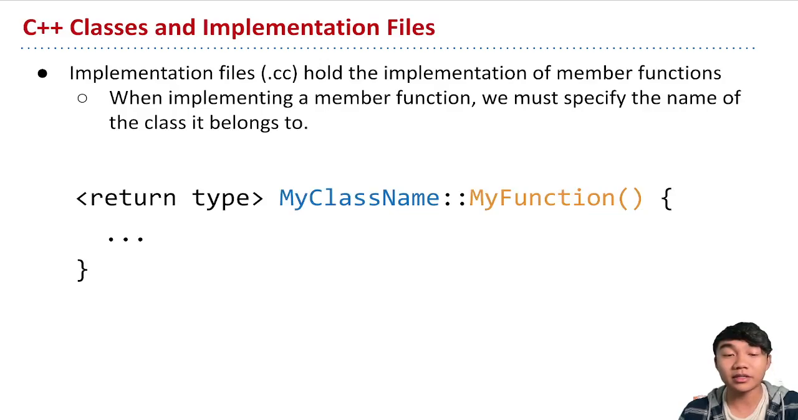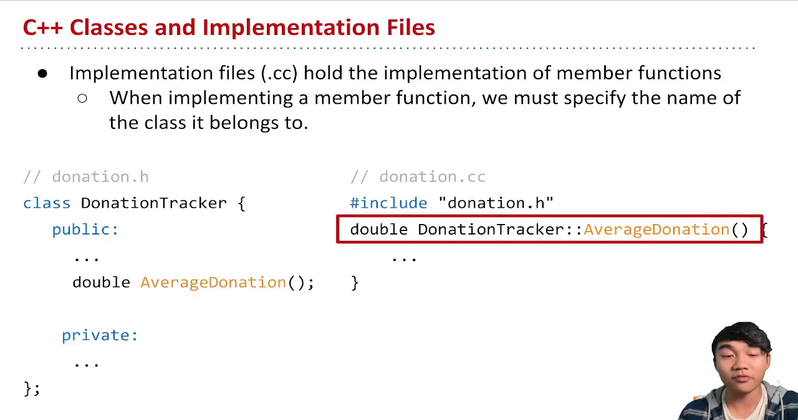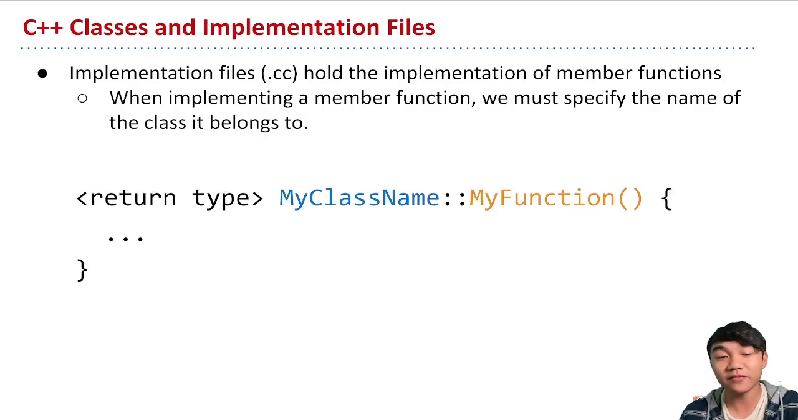And this is needed because you might have multiple classes that have member functions with the same name, right? If you have 2 different classes and they both define an AverageDonation function, having DonationTracker:: in front of it resolves any ambiguity on which member function you're implementing. So you know that this implementation of AverageDonation is specifically for the DonationTracker class and not any other class. The general syntax is that in this .cc file, we'll have the class name followed by 2 colons and then the name of the function.